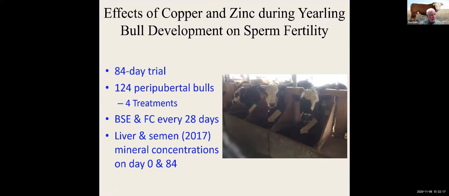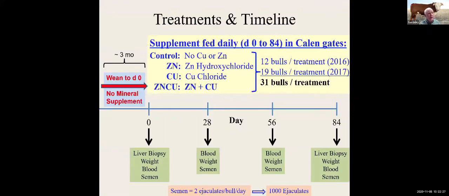We conducted liver biopsies at the beginning and end of the study. And in the second year of the study, we also evaluated the semen for mineral concentration. These bulls were fed in Calan gates, individually fed, and from weaning until the start of this study, day 0, again, these bulls received no mineral supplementation as they were getting bunk broke and beginning to utilize a feedlot and get used to eating in the feed bunks.